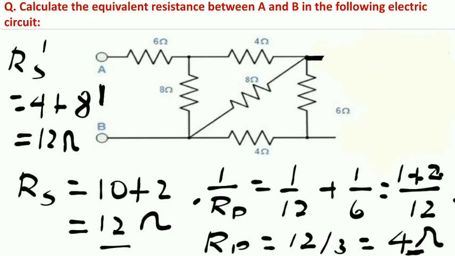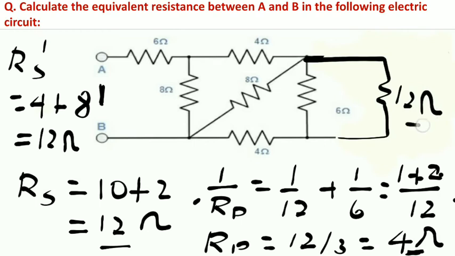So we have removed these two resistors and the resultant of them is 12 ohm. So let us put the resultant of them, which is 12 ohm. Now this 12 ohm and this 6 ohm, these two are in parallel. Why are these two in parallel? Because the current will not be the same in these two resistors, because the current will divide at this node. Whenever the current divides, the resistors will be in parallel.